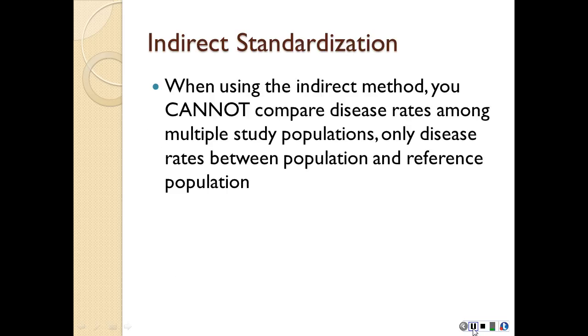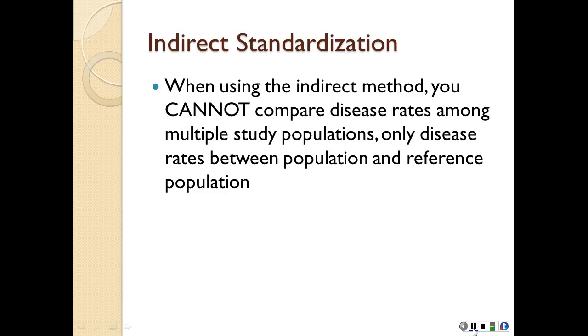Now, the other take-home message is that when you're using the indirect method, you cannot compare disease rates amongst multiple study populations. If we were using the direct method of standardization, we could take many populations and compare them all to each other, because we could standardize them back to that one original population. So if we'd had a population C in the direct standard, we could have standardized it to the age distribution of population A. We could have kept going. In indirect, you cannot do that because you're using a third hypothetical population, so you can only make comparisons back to that.